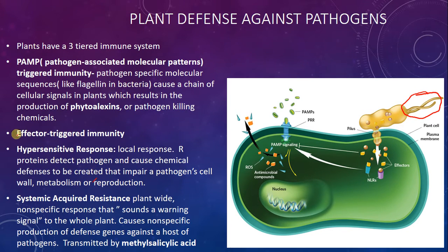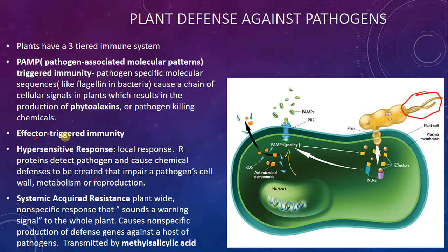Also, the plants can go through what's called effector-triggered immunity, and one of those types is called hypersensitive response. And this is kind of a localized response to a specific pathogen. It's very specific. So these specific R proteins can detect pathogens and cause chemical defenses to be created that impair a pathogen's cell wall, or impair specific pathogens' metabolism or reproduction. So hypersensitive response is a localized response, and it causes the secretion of chemicals that are trying to limit the spread of a specific pathogen.